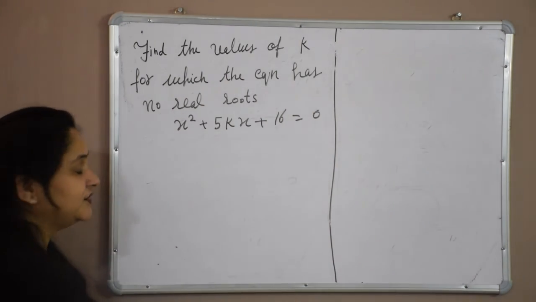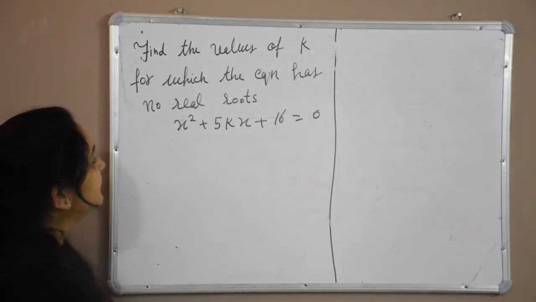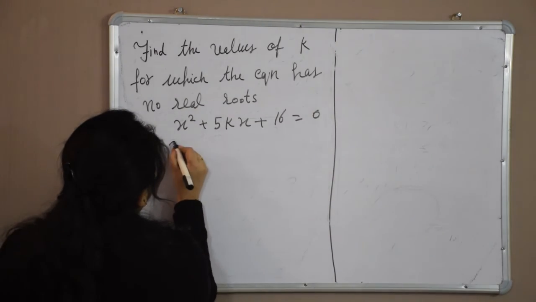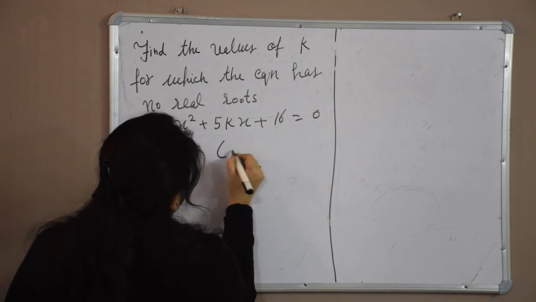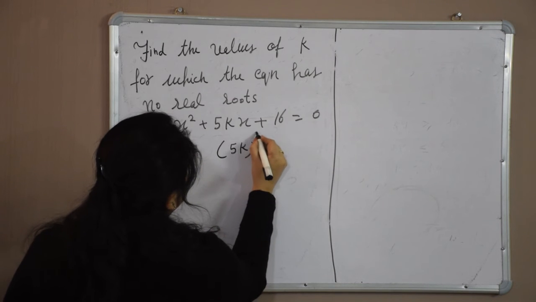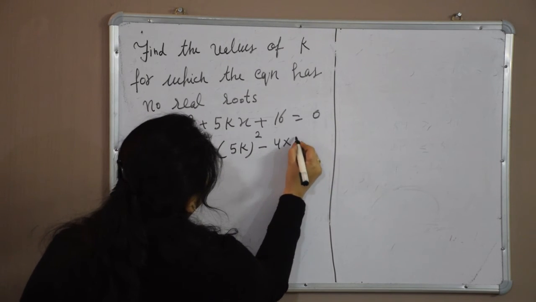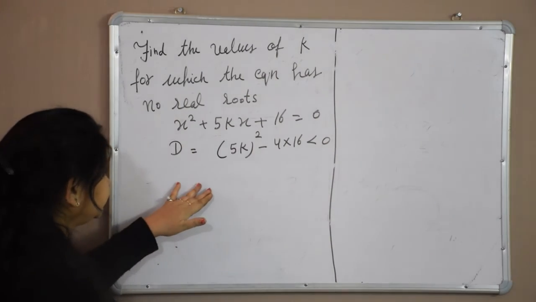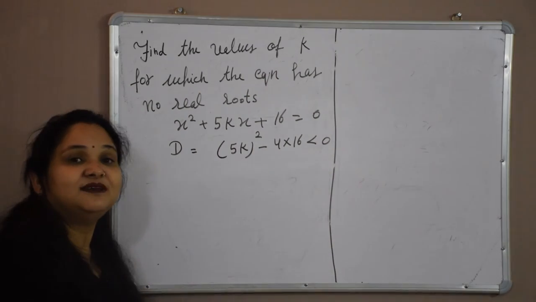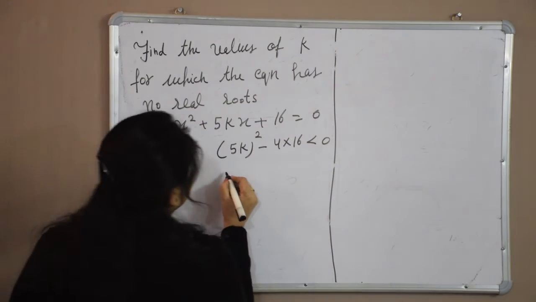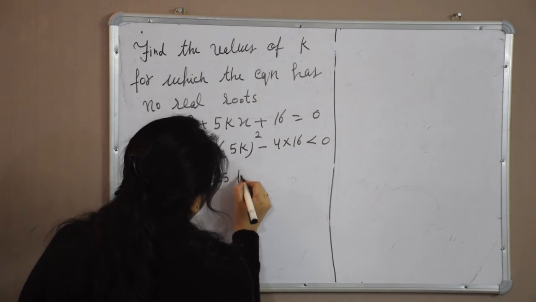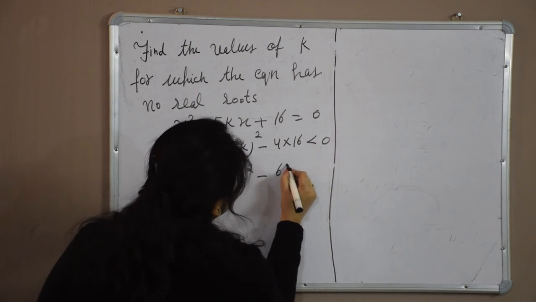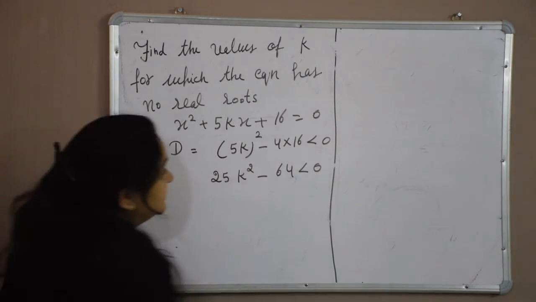and the condition for that is our D should be less than 0, and here our D is equal to b square minus 4ac. B is 5k, 4 into 16, it should be less than 0. Because the roots are not real means the roots are imaginary. So 25k square minus 64 less than 0.